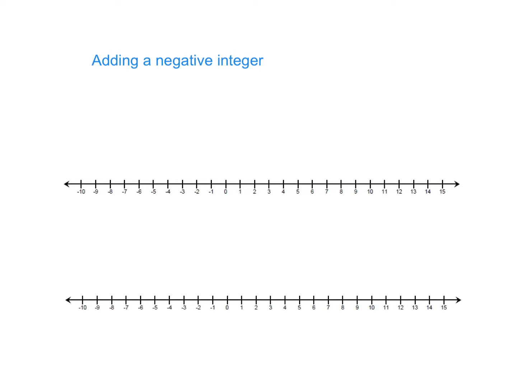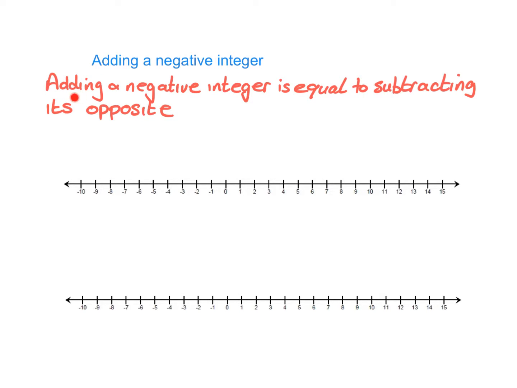Now with that in mind, we can go on to adding a negative integer. And the rule for adding a negative integer is equal to subtracting its opposite. So if we had this sum, how would we solve it? So using the rule, adding a negative integer is equal to subtracting its opposite. So we could rewrite it like this: 2 subtract 3.